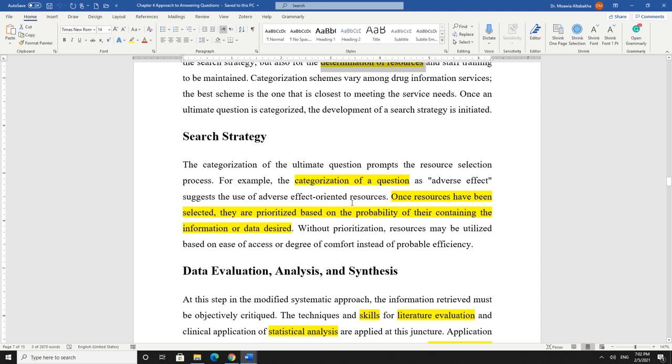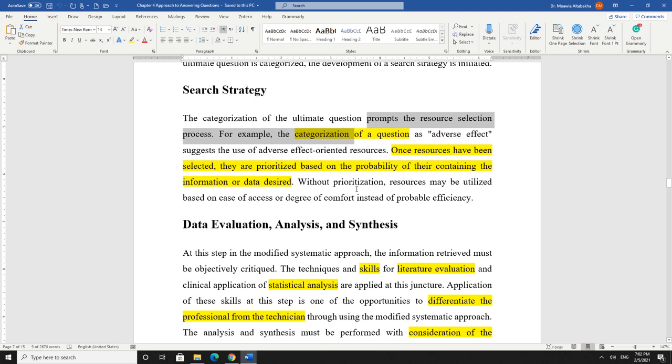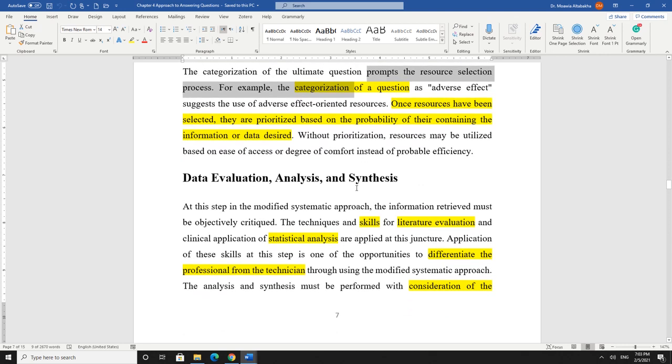Okay, a search strategy, as I told you, when you categorize the question, then the resource should be regarding adverse effects, and as I told you, you have to prioritize your search. Which one do I search first? Because if you just go to something that you are familiar with, you might not find the information and then you are wasting your time. So what is the right resource I should start with?